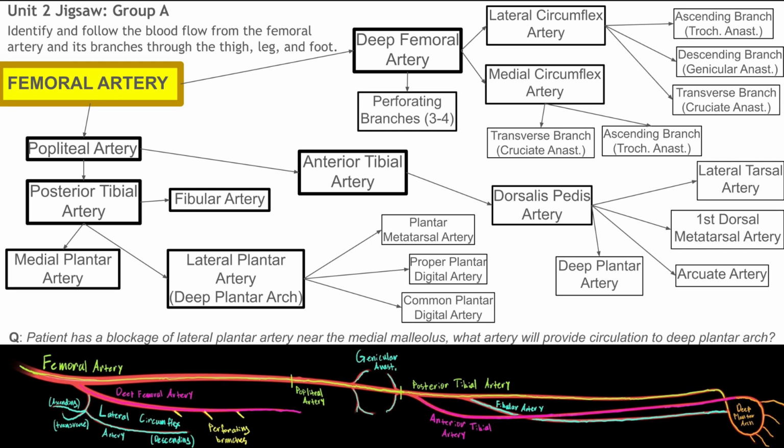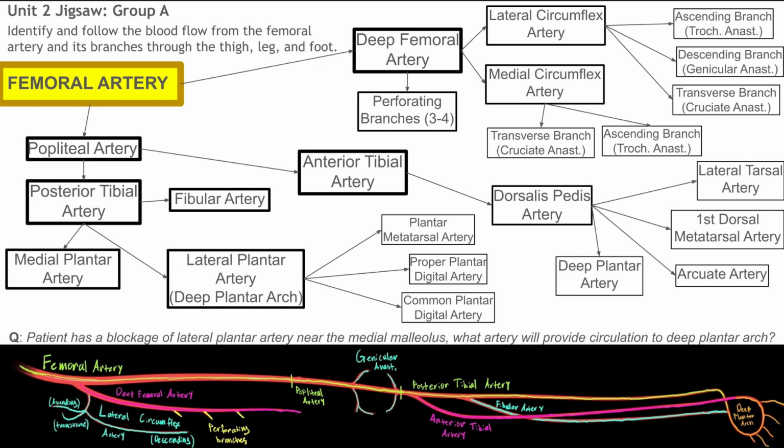Once the femoral artery emerges from the adductor hiatus of the adductor magnus, the femoral artery turns into the popliteal artery. The popliteal artery forks into two arteries: the anterior tibial artery and the posterior tibial artery. The anterior tibial artery turns into the dorsalis pedis artery at the ankle, running on top of the foot.